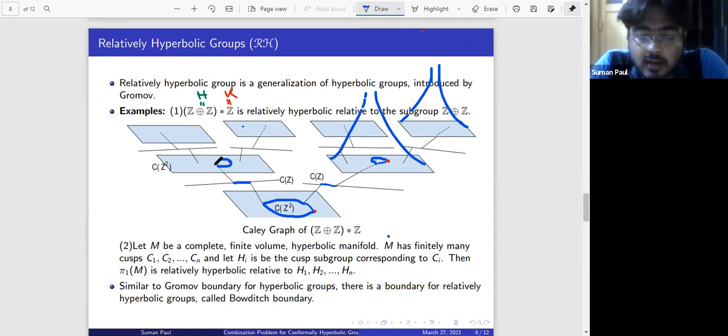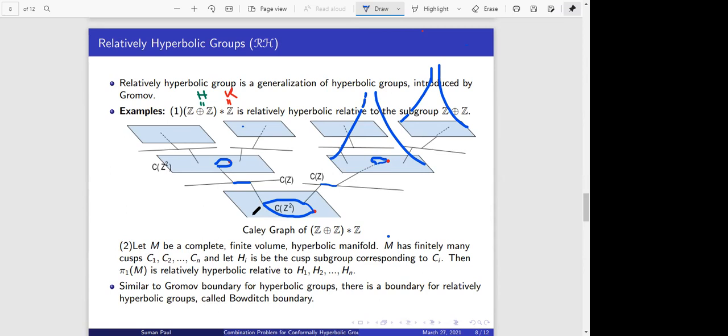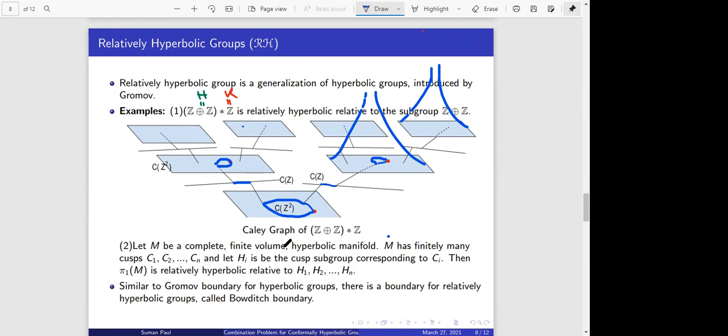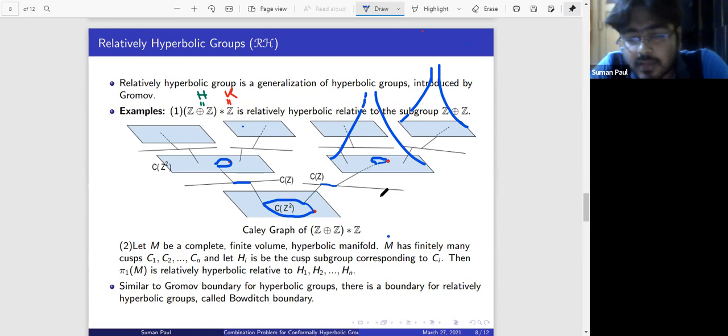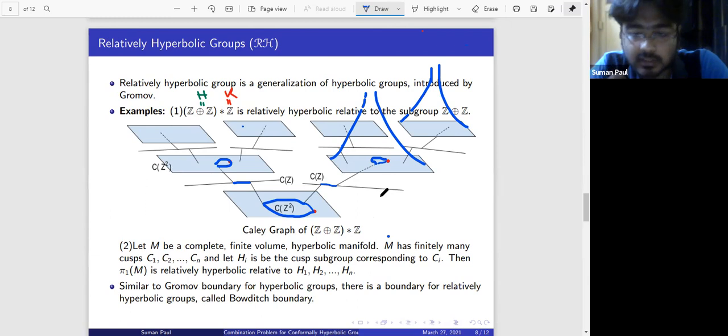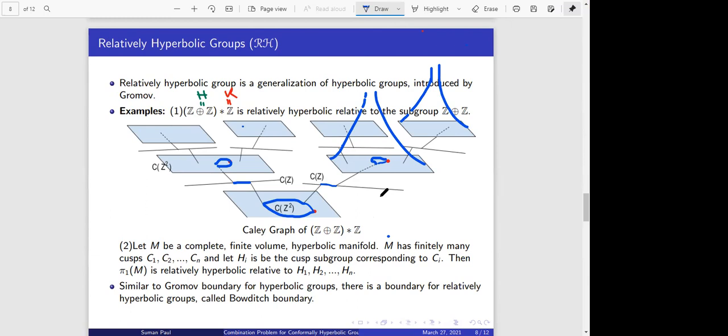And also, what is this cusp subgroup? A cusp subgroup is the subgroup of pi1 that fixes this puncture. So if I take a punctured torus, the cusp subgroup will be the commutator, something like that.